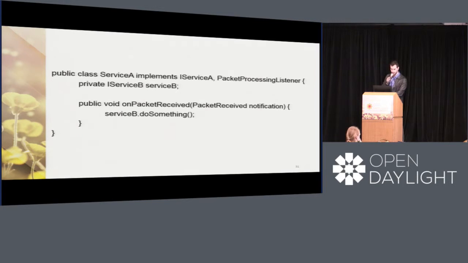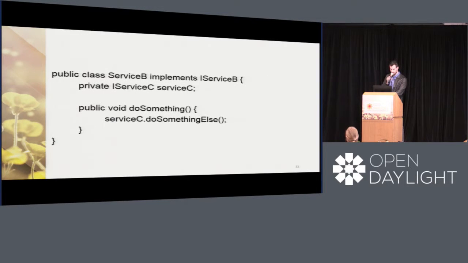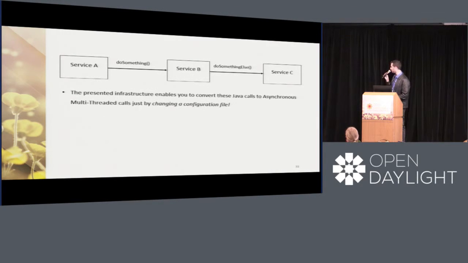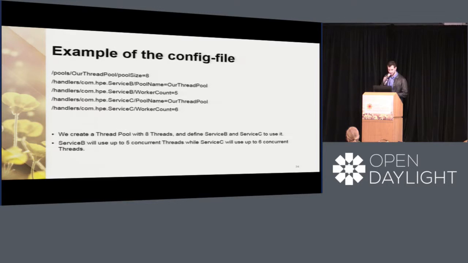So let's say service B's method is just invoking service C. So we have this normal chain of Java calls. And with this infrastructure, I could convert these calls to asynchronous calls running in different thread pools, just by changing the configuration file. All right, I don't need to touch the code at all. So how do I do this?